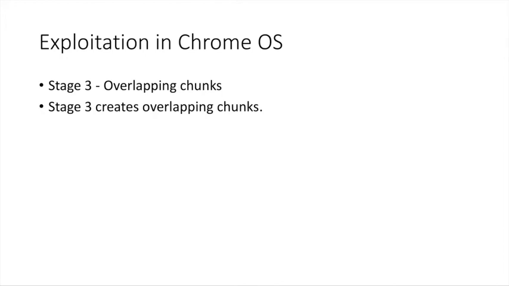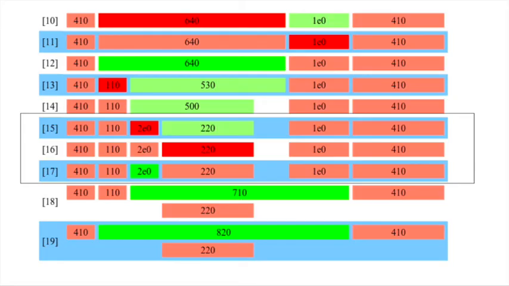Next, we come into stage 3. Stage 3 is named overlapping chunks. The 1E0 doesn't know anything about this corruption, and its prev size remains 530. Now steps 15 to 17 split the free 500 into free 2E0 and in-use 220.